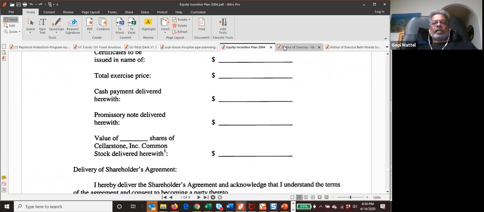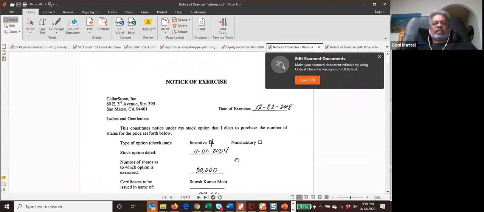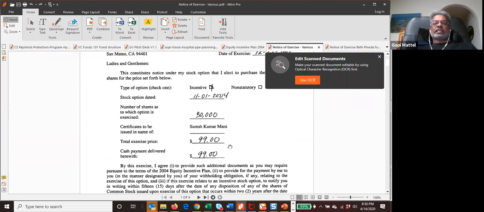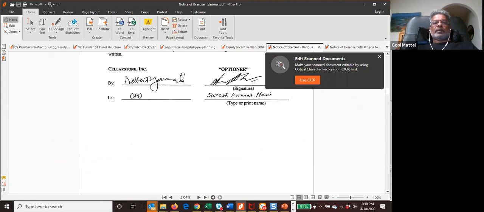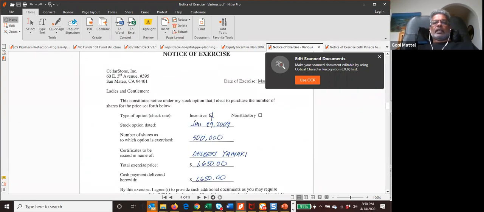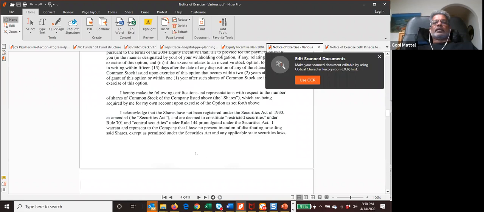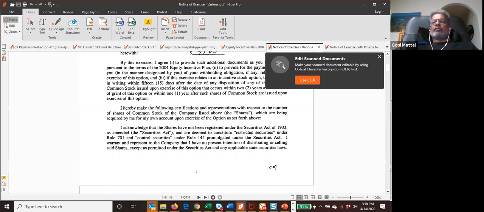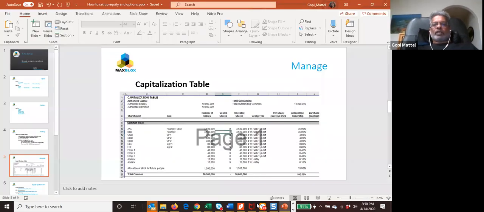So if you looked at an actual exercise notice, see, this is Beth, this is Suresh. So number of shares, I want to exercise it, am I going to pay this much? The total exercise price for these many shares is this much, et cetera. Okay, make sense? So like that. So that's kind of the paperwork part of it, just to have a feel for it.